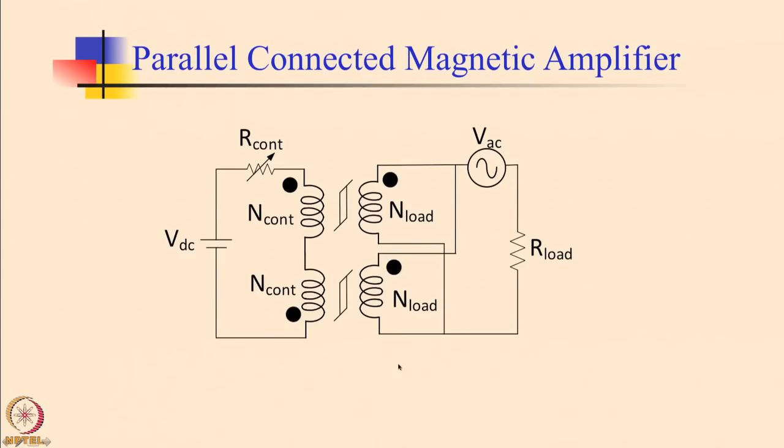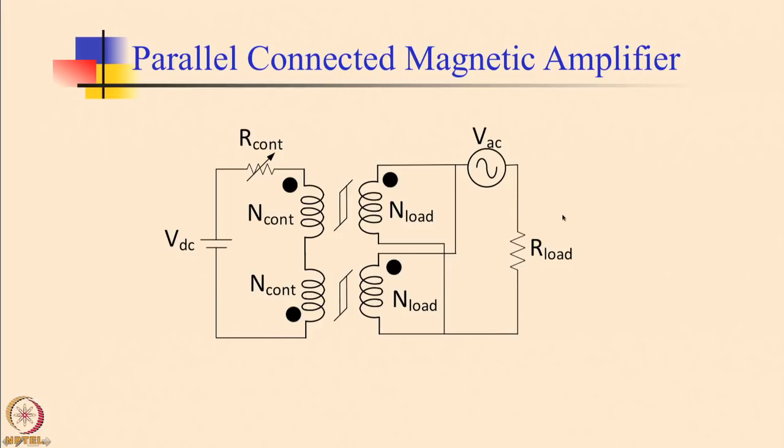Now here is an example of inductive switching. What you see here on the right side is a load which is supplied by a VAC source, and on the left side we have coupled a DC source along with a control resistor. So actually you apply a DC current into these coupled inductors. You can see here these coupled inductors, through which you are trying to inject a DC current.